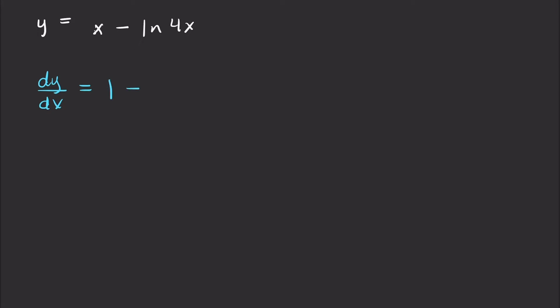And then the derivative of the natural log of something is just 1 over that something, in this case 4x, times the derivative of that argument. So the derivative, in this case, of 4x, which is just 4, so we get 1 minus 1 over 4x times 4, which is just 1 minus 1 over x.